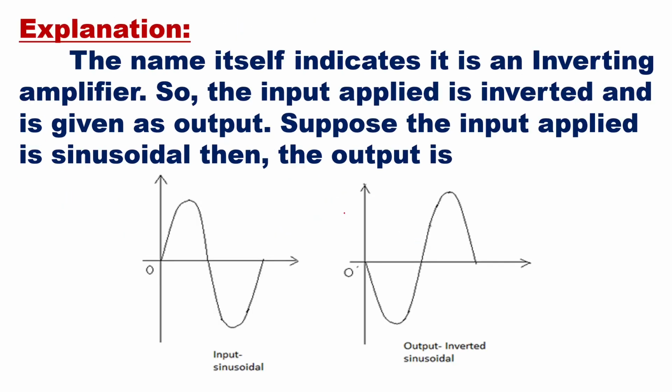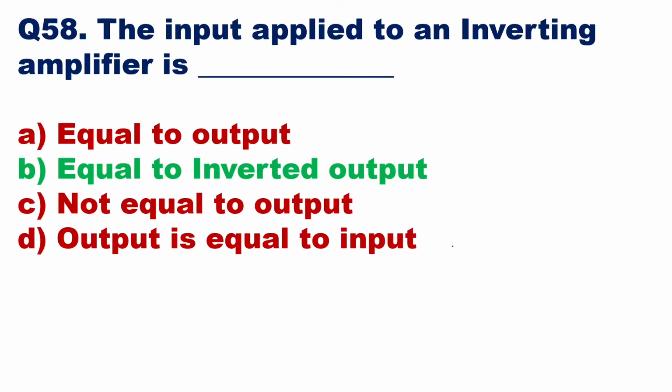So option B will be the right answer, equal to inverted output. So here, if you see the explanation, the name itself indicates it is an inverting amplifier. So the input applied is inverted and is given at the output. Suppose the input applied is sinusoidal, then the output will be like this. So here we have shown the inputs and outputs. So if this is the input applied, here you can see the output is inverted. So this plus half wave becomes minus half wave, and this minus half wave becomes plus half wave. So here you can see option B is the right answer, equal to inverted output.